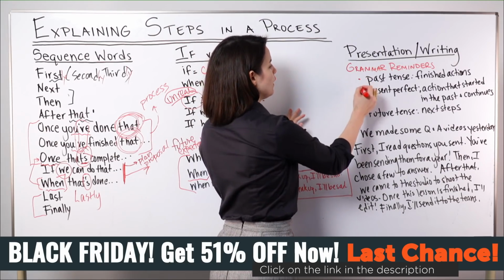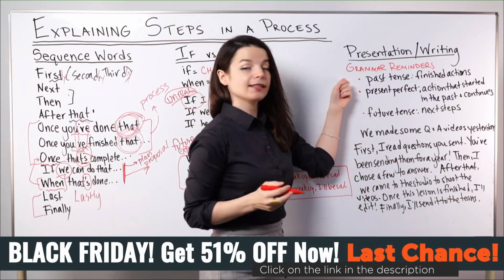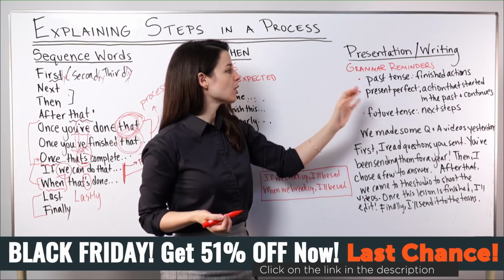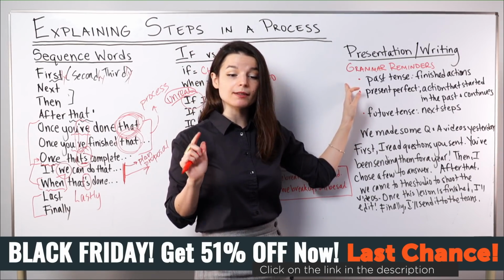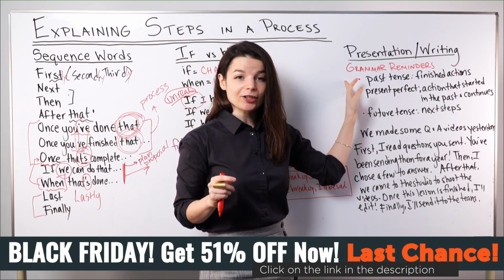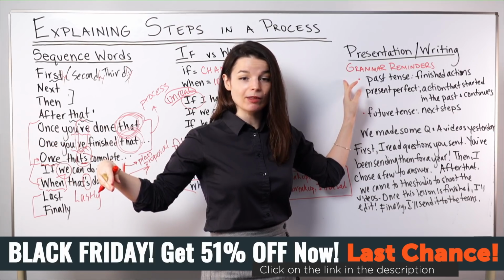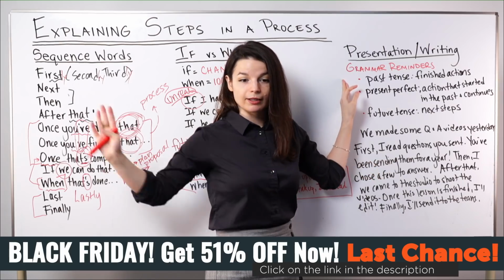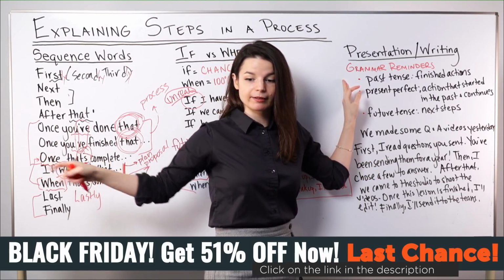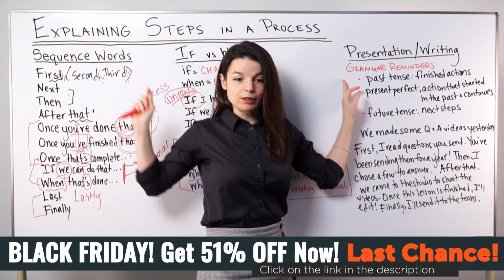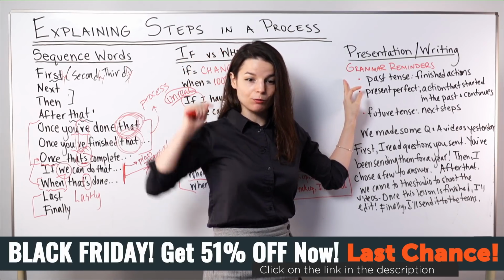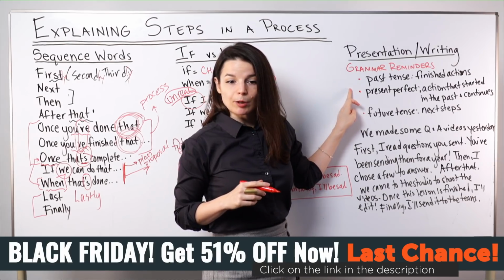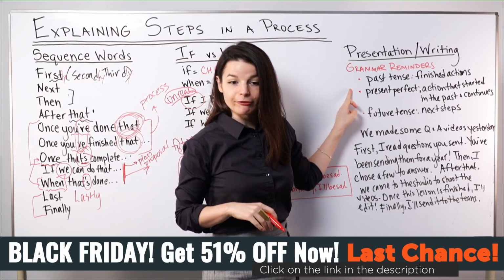There are 3 points here: past tense, present perfect tense, and future tense. So simple past tense. Remember, we use simple past tense for actions that started and finished in the past. So nothing in the future. It's not continuing to the future. It started and it finished in the past. So I talked about sequence words. I talked about if and when. Those are finished actions.